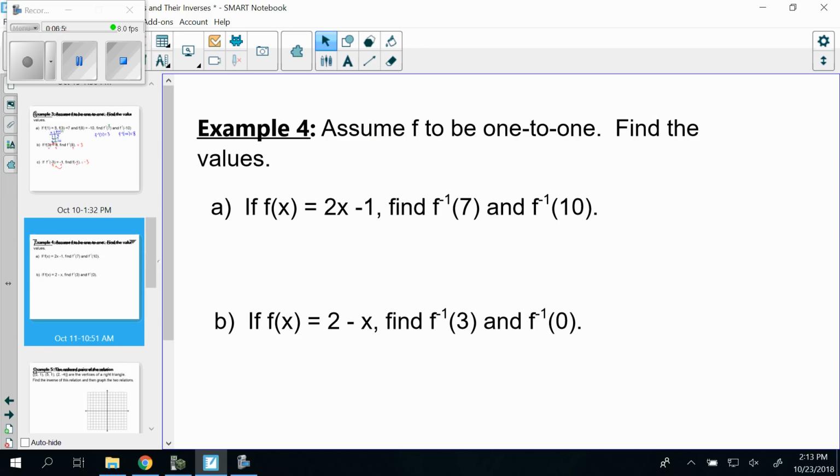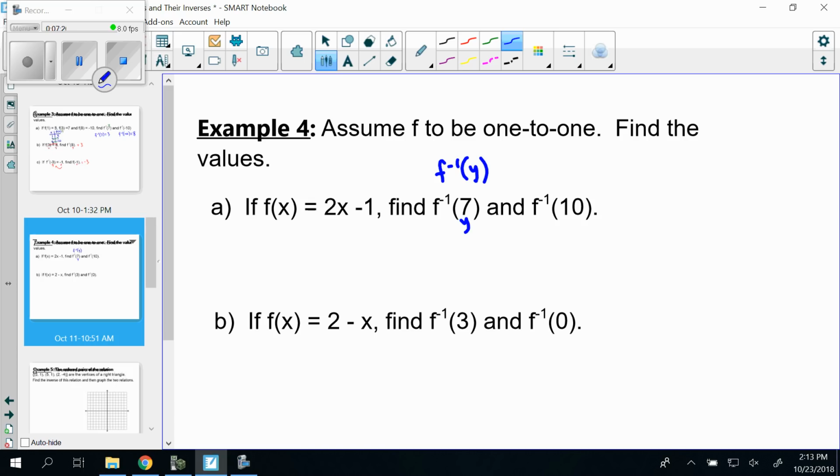All right. This one says, assume these are one-to-one, find the values. So here we're given a function. We want to find what's the inverse at certain values. But here we're not told what value gives us this. But we know if this is an inverse, inverse is going to have y as its input, not x. And so this is a y value.